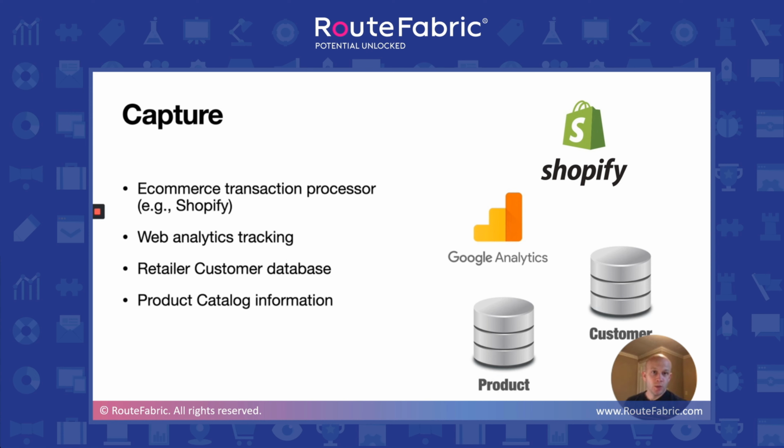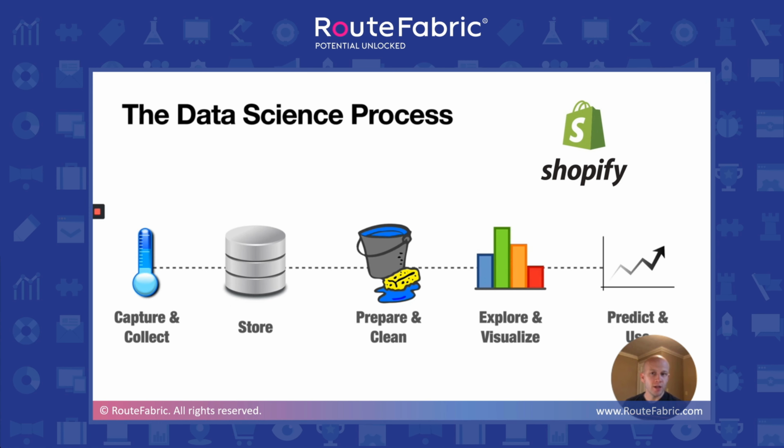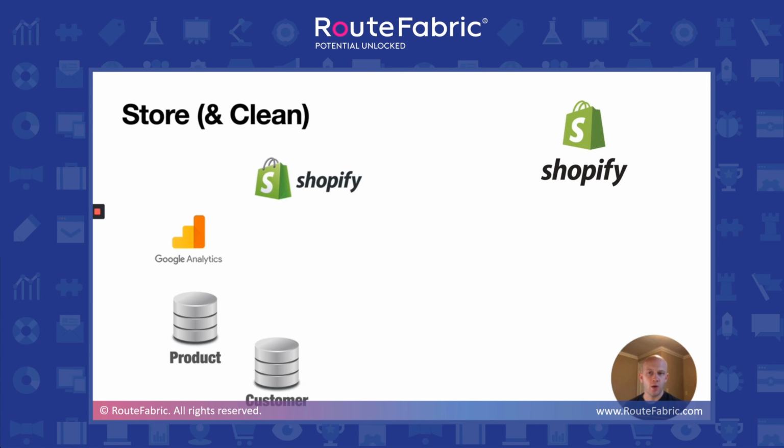So as we contemplate our data science problem, we have capture in all of these various systems, but we do need to pull the data from those various sources into the second stage of our data science process, which is where we store the data. So again, in this example, we have four systems: Shopify, Google Analytics, and then a customer database and a product database.